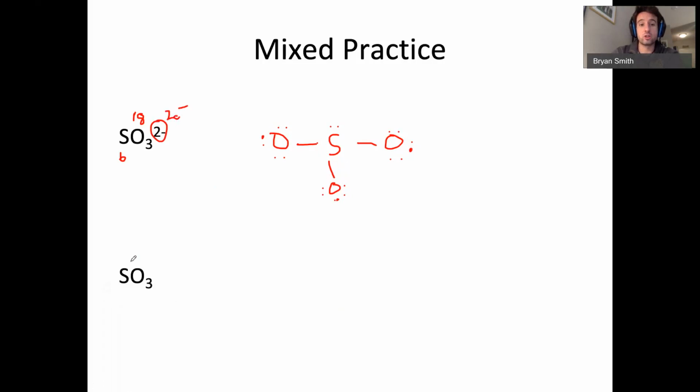If I don't add 2 extra electrons, I have kind of a very similar issue, but I'm going to end up with a different answer. So give me a second to draw it. Go ahead and make sure you're doing this as well, that you're following along.